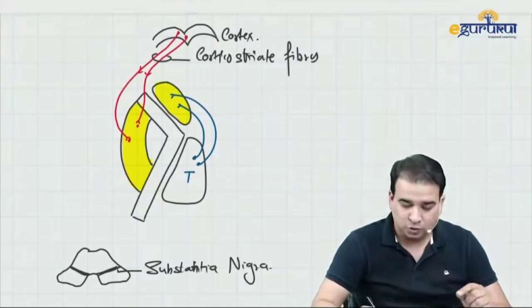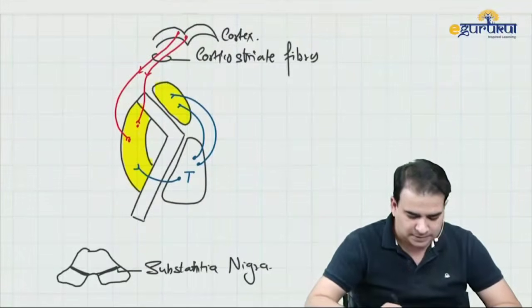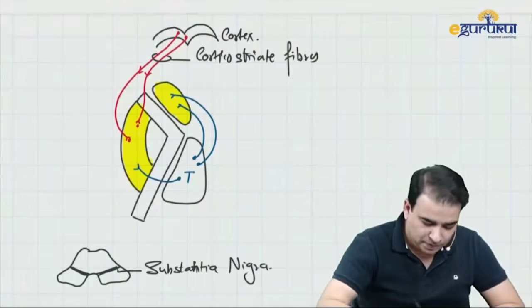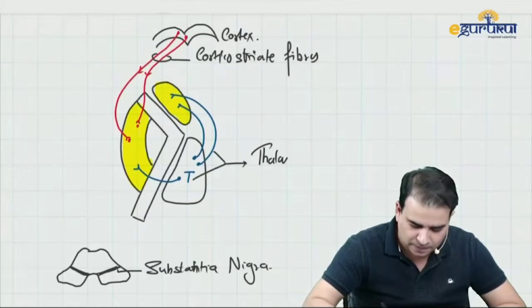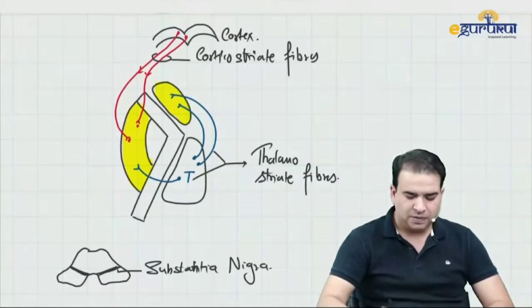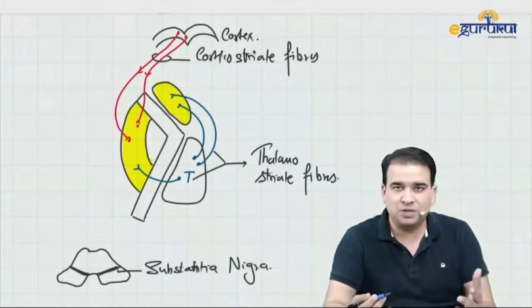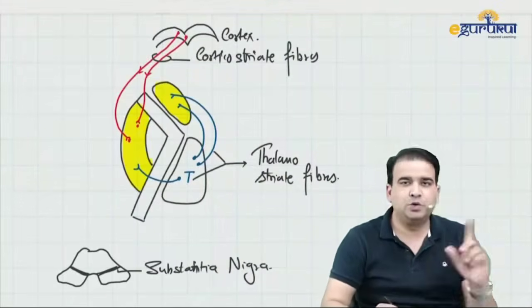And few will go through the internal capsule. Obviously, they have to go through the internal capsule to reach what? The putamen part. So these fibers from the thalamus are the thalamostriate fibers. Please remember, most of them go directly into the caudate nucleus, and few have to go through the internal capsule to reach the putamen part.